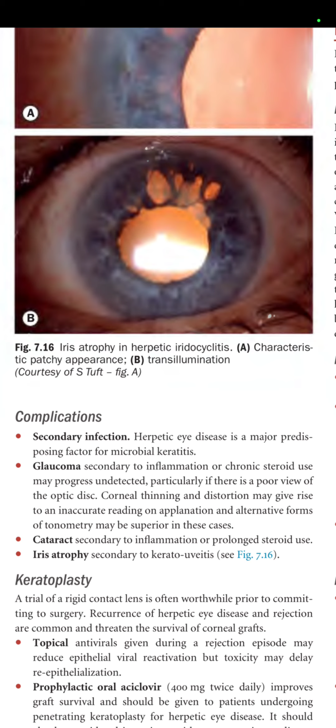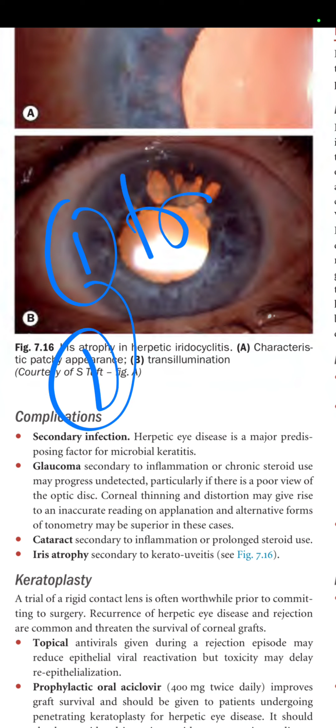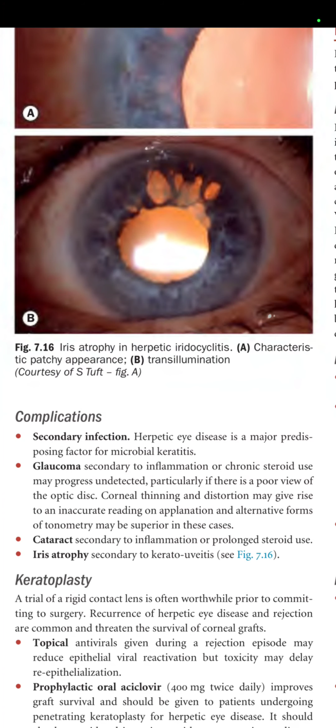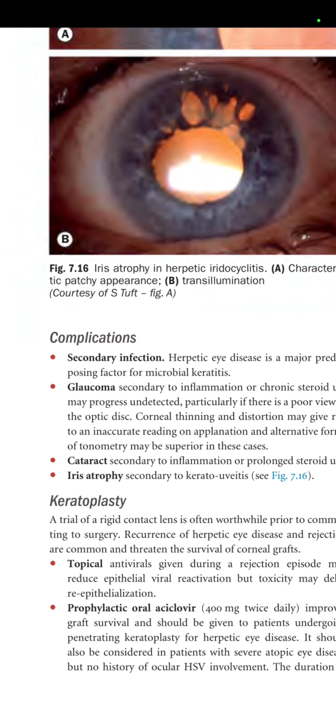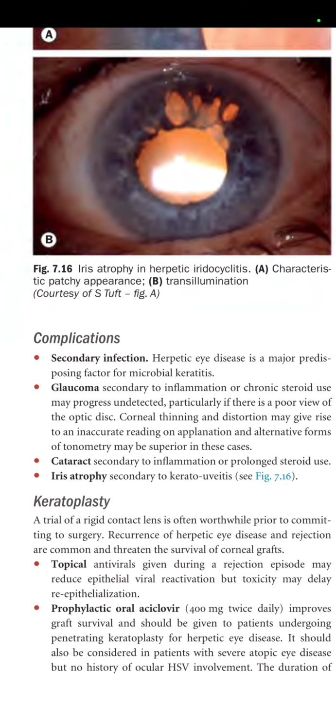Glaucoma secondary to inflammation or chronic steroid use may progress undetected, particularly if there is a poor view of the optic disc. Corneal thinning and distortion may give rise to an inaccurate reading on applanation, and alternative forms of tonometry may be superior in these cases. So basically, there are two types of glaucoma. I already told you, there is trabeculitis and that due to steroid use. Cataract secondary to inflammation or the prolonged use of steroid, and iris atrophy secondary to the keratouveitis.